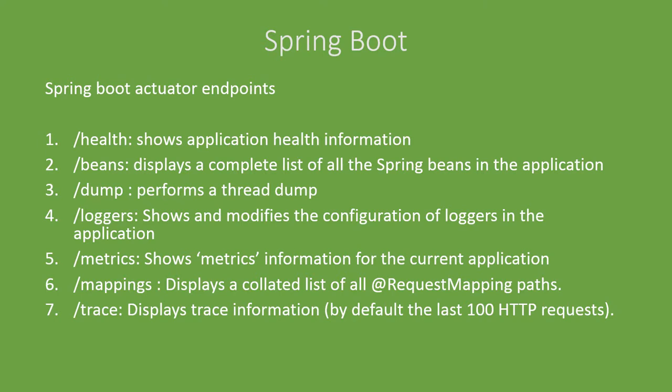First one is health, which shows application health information. When the application is secure, it shows a simple status when accessed with an unauthenticated connection, or full message details when authenticated. So this depends on the authentication you have provided for your application. Health information can be used to check the status of your running application. It is often used by monitoring software to alert someone if a production system goes down.